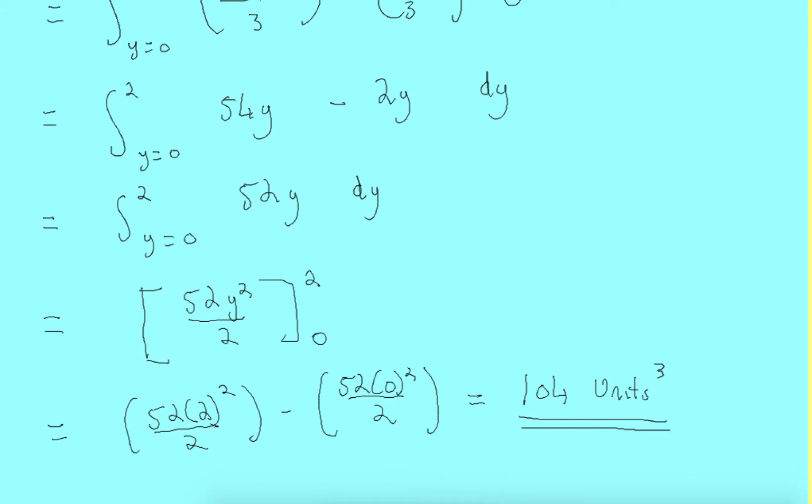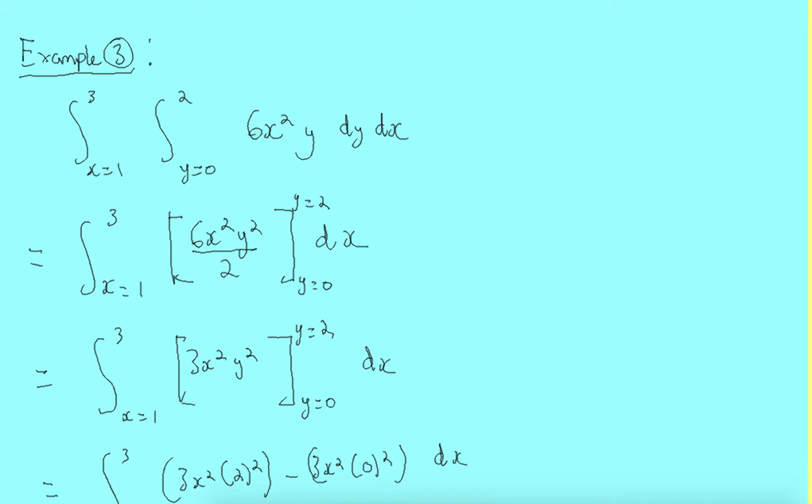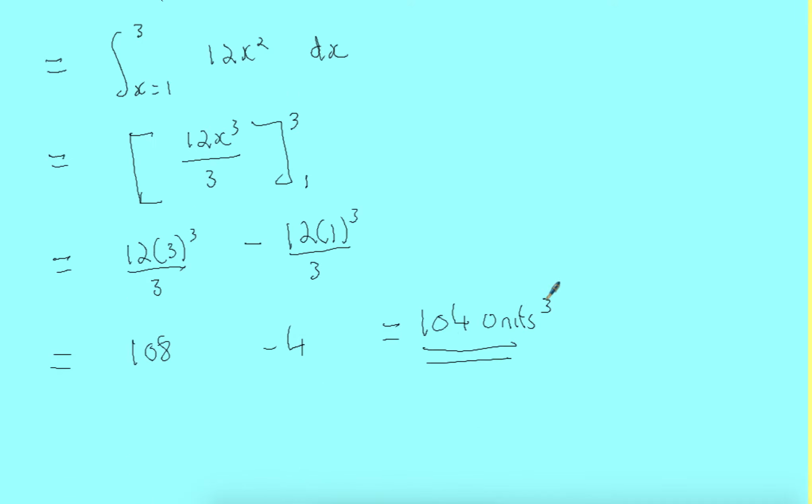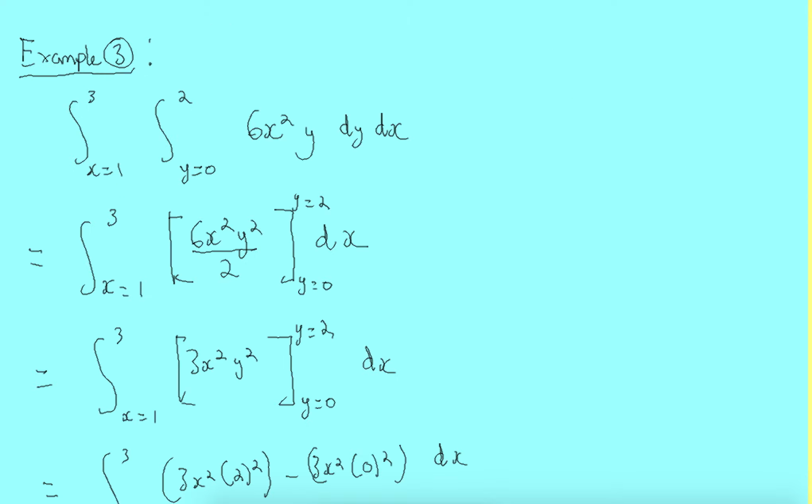And then when I integrate with respect to y first, I got 104 units cubed. So it doesn't make a difference which one you do first. You're going to get the same answer. Now, I just want to show you why that's important. Right, let's look at this example 4. I'm not going to finish off this whole example, but I'm going to show you where we run into problems.